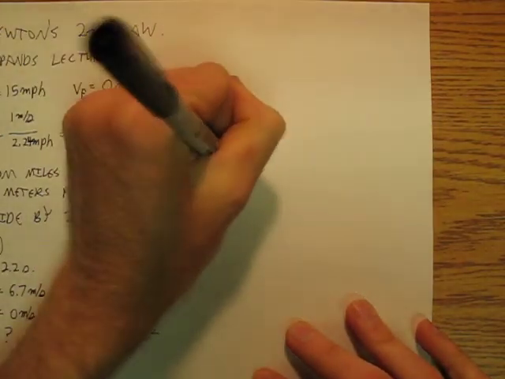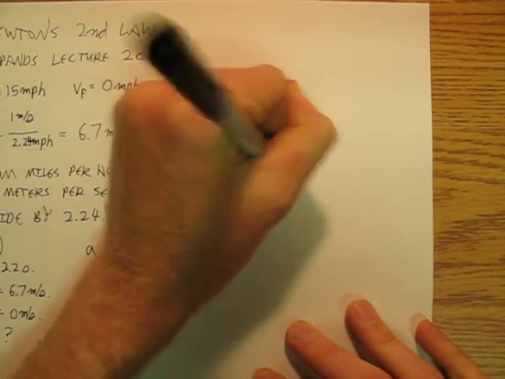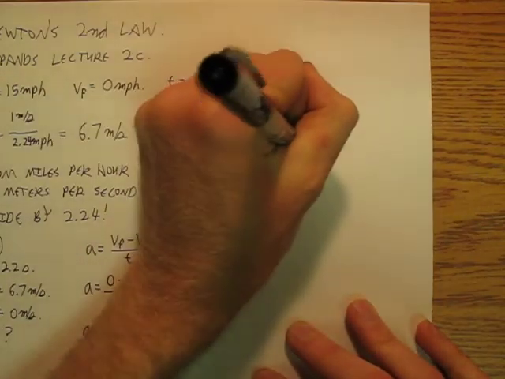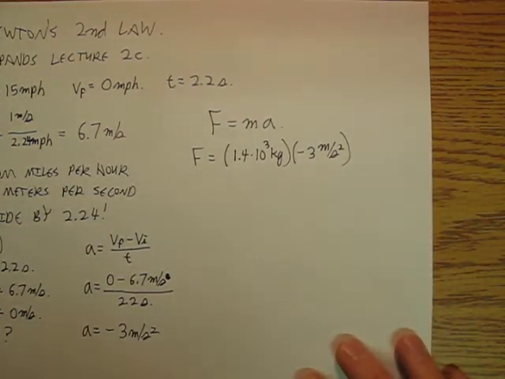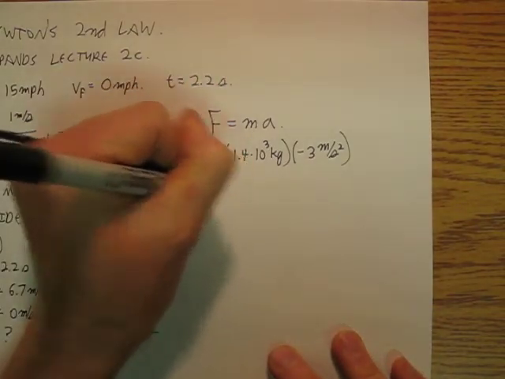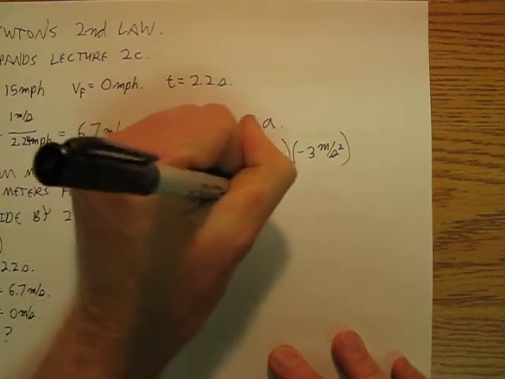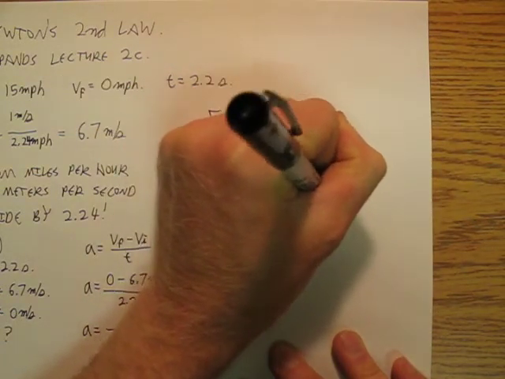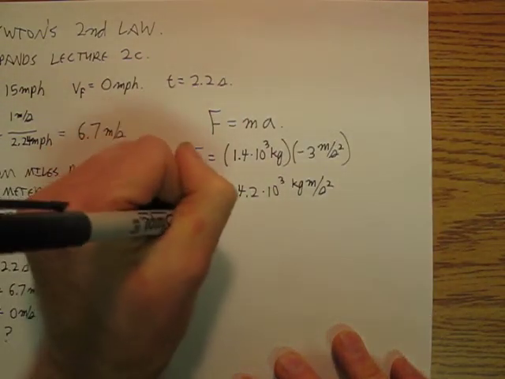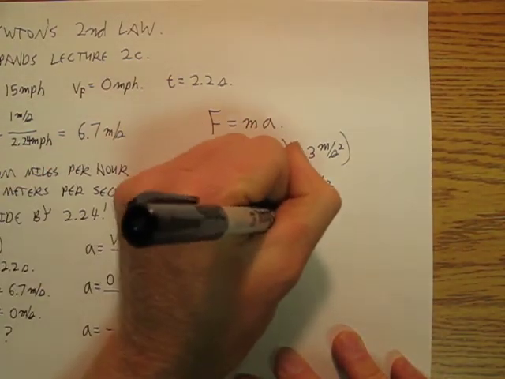The mass of my car is about 1.4 times 10 to the third kilograms. And so I've got an acceleration of negative 3 meters per second squared. I can do this right in my head because I know 3 times 1 is 3, 3 times 4 is 12, so 3 times 0.4 is 1.2. So this is going to be negative 4.2 times 10 to the third kilogram meters per second squared. And we're going to remember that instead of saying kilogram meters per second squared, we're just going to say newtons.